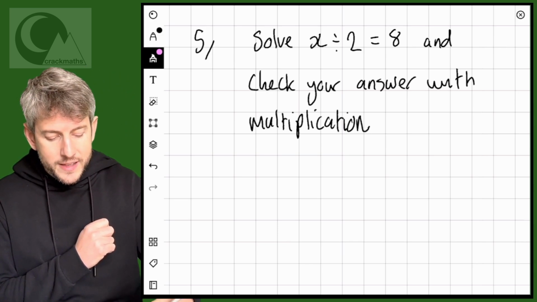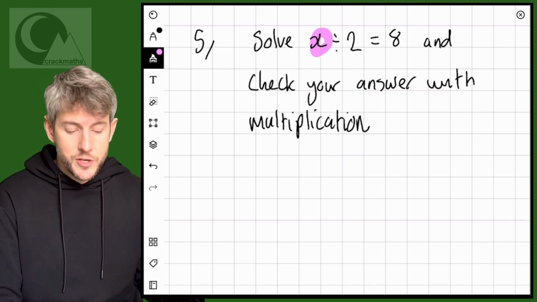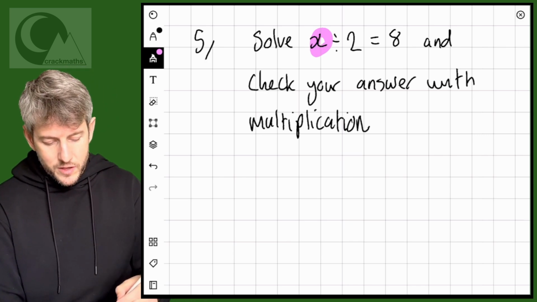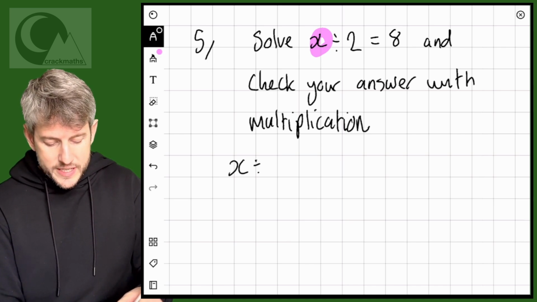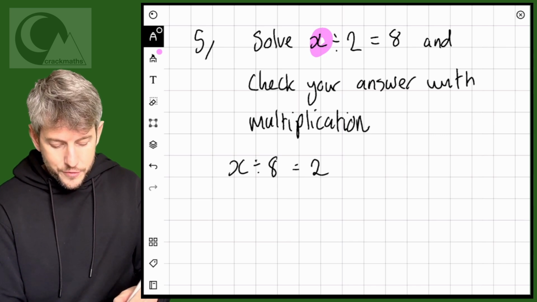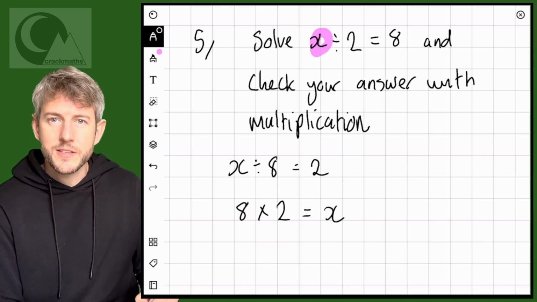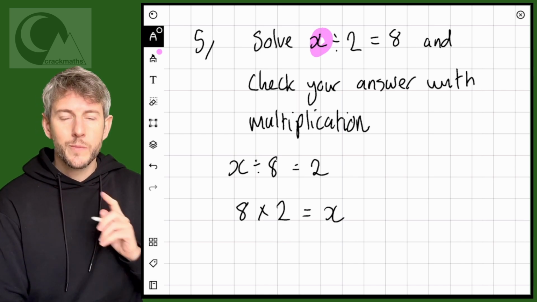We've got x is our product. So if x divided by 2 equals 8, we know that x divided by 8 equals 2. And we also know that 8 times 2 will equal x. Okay, so 8 times 2 is 16.